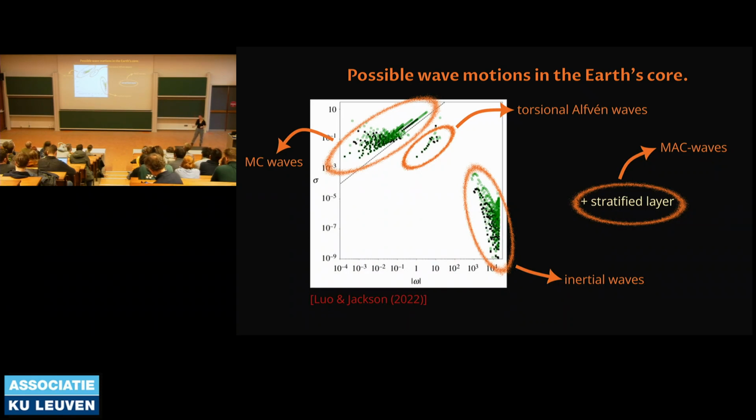And then if I add a top stratified layer to this, I basically can call all of that Mach waves, magneto-Archimedes-Coriolis waves, because now I have three forces to contend with: the Lorentz force, the buoyancy force, and the Coriolis force. So how do we figure out what's actually happening?